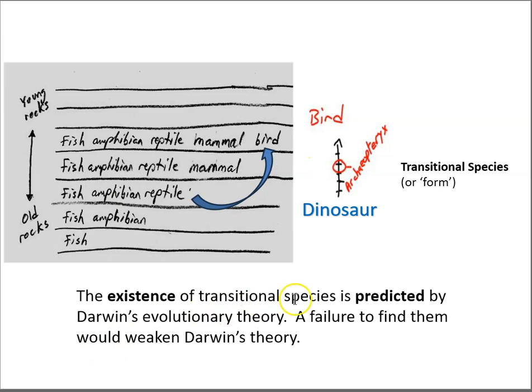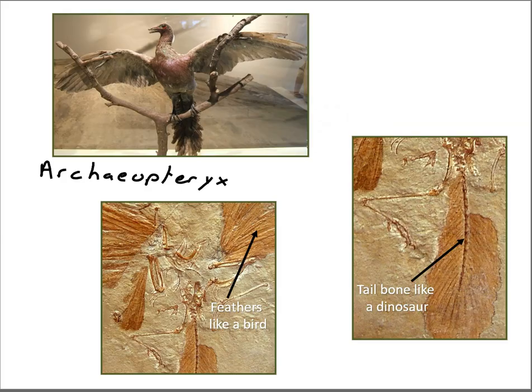Now, the existence of transitional species is predicted by Darwin's evolutionary theory. So a failure to find them would weaken Darwin's theory. Again, the Christian view would not make a prediction of transitional species because for the Christians, God made all the species and they never changed. But for Darwin, if dinosaurs evolved into birds, then we should find some transitional species in the fossil record. As it happens, in the late 1800s, at various quarries around Europe, naturalists made exactly this kind of discovery.